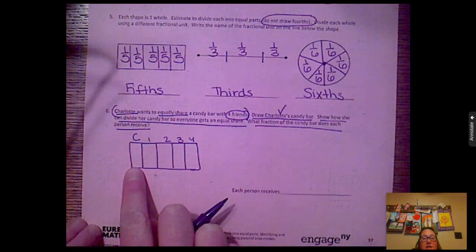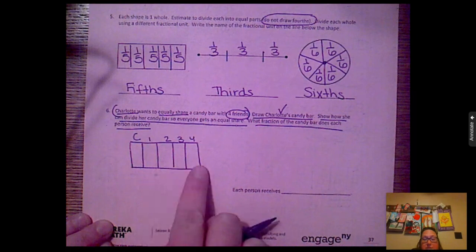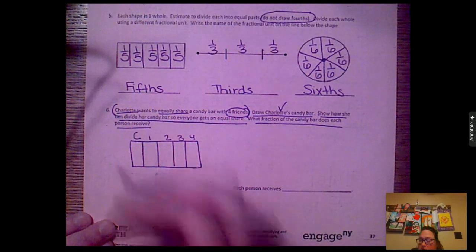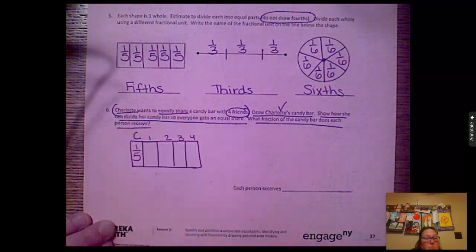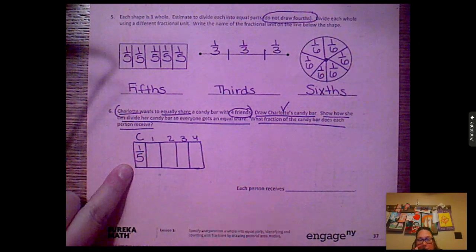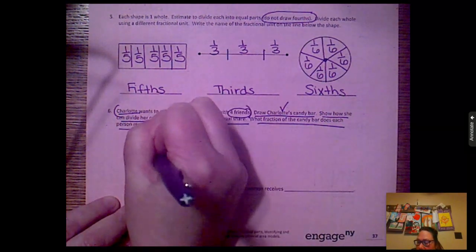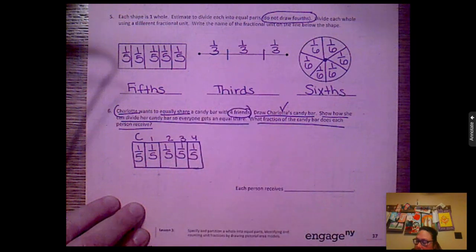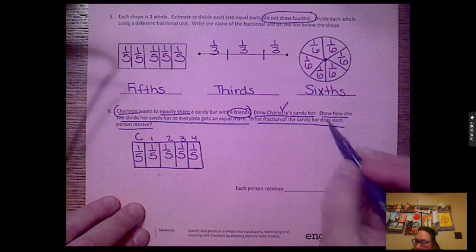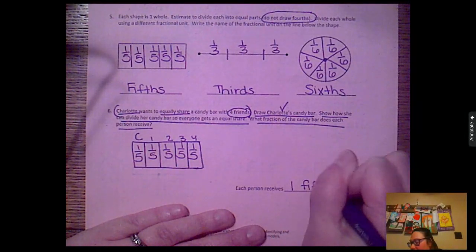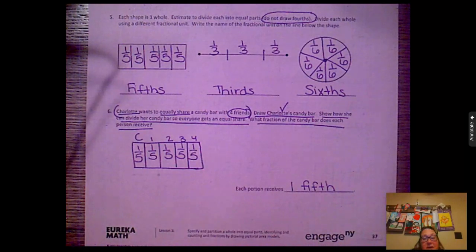So what fraction would I write inside each of these pieces here? So there's 1, 2, 3, 4, 5. What would I write inside each one of those? Did you put 1/5? Yeah, because each person would receive 1 piece out of a total of 5. So 1 is my numerator, and 5 is my denominator because there's 5 total pieces. So 1/5, 1/5, 1/5, 1/5, and 1/5. Okay, so what fraction of the candy bar does each person receive? Each person receives 1/5, and we'll write it in word form there. And there we have it.